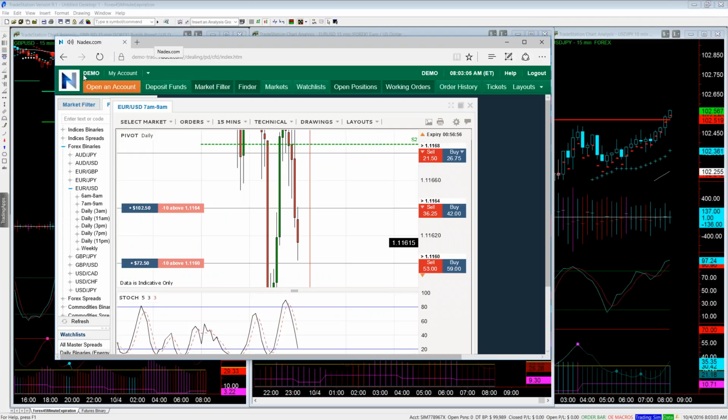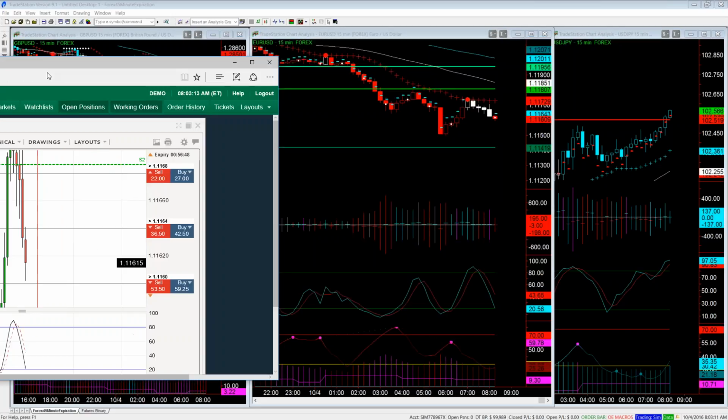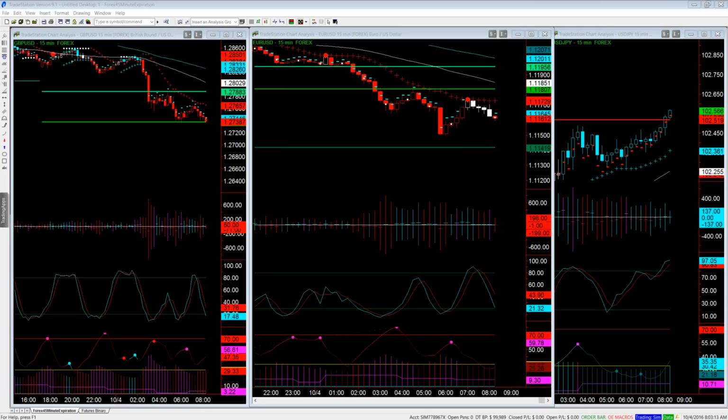Now, this is a demo account, just in case you didn't notice the green bar that says demo. This is a demo account. I will not trade my live account in this room because it's educational, okay?